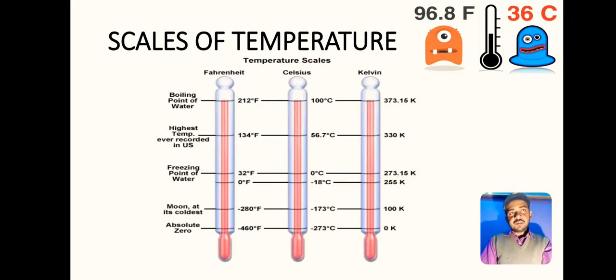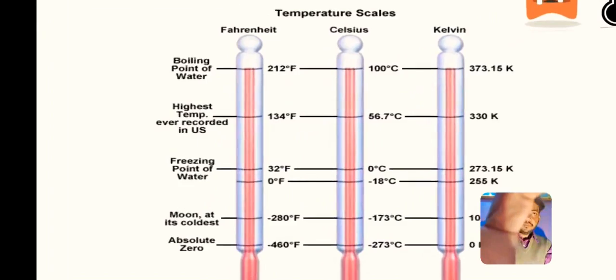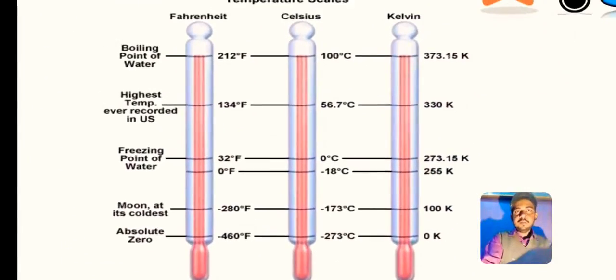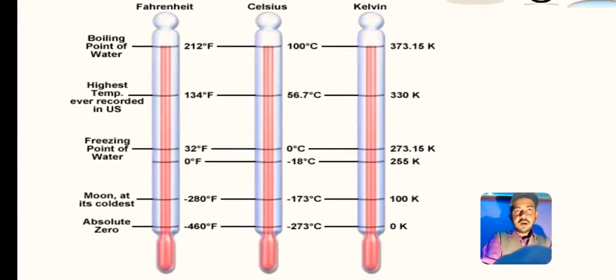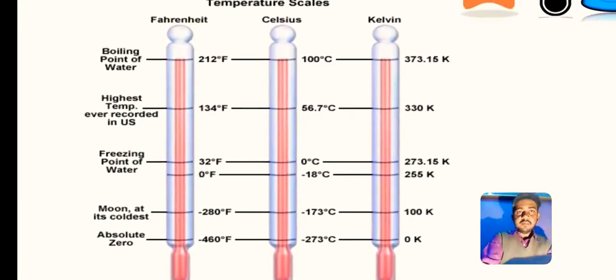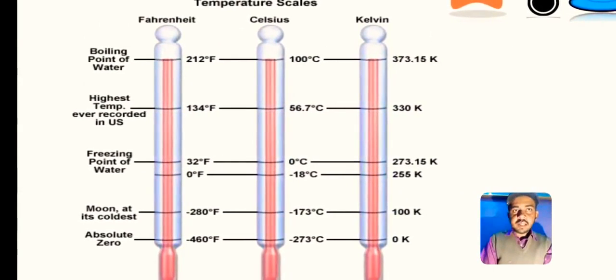Okay, first one is Fahrenheit, second one is Celsius, and then Kelvin. Kelvin is the SI unit. Celsius and Fahrenheit are two different units. As you can see in this picture, the boiling point of water in the Fahrenheit scale is 212 degrees F. In the Celsius scale it's, as we all know, 100 degrees C, and in Kelvin it's 373.15 K.